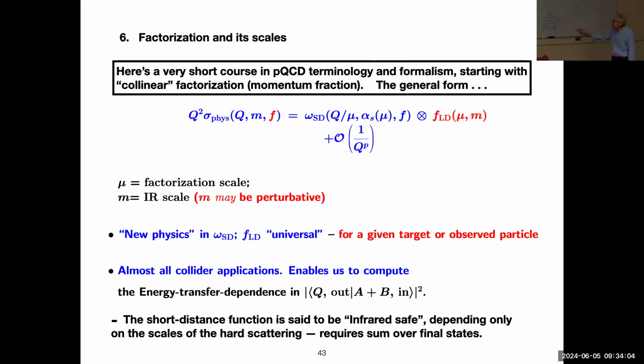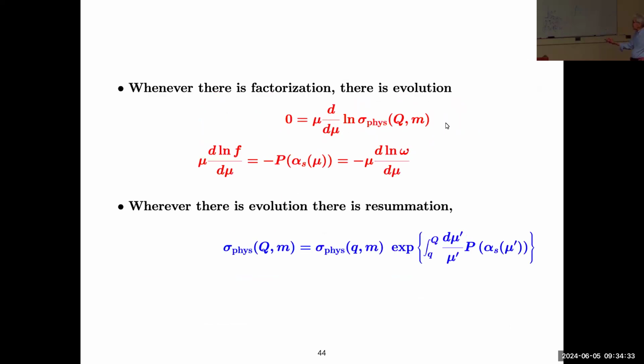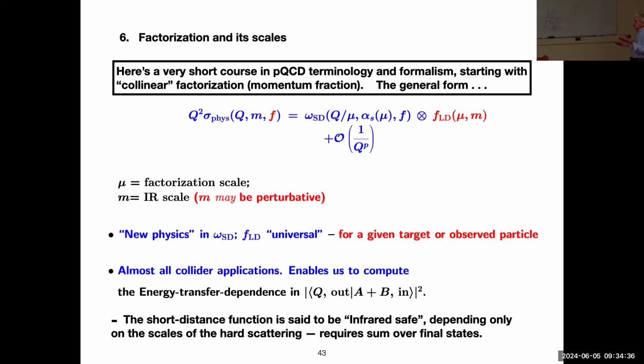It's using the results of lower energy experiments to get these universal factors, and or lattice as the time comes, and then calculating short distance in the new theory to get predictions in the new theory. And then you go out and for the most part, you're disappointed because it's the same old standard model. But, you know, time will come. Okay, so this is almost all collider applications. This enables us to compute the energy transfer dependence and different probabilities from in states to end states.